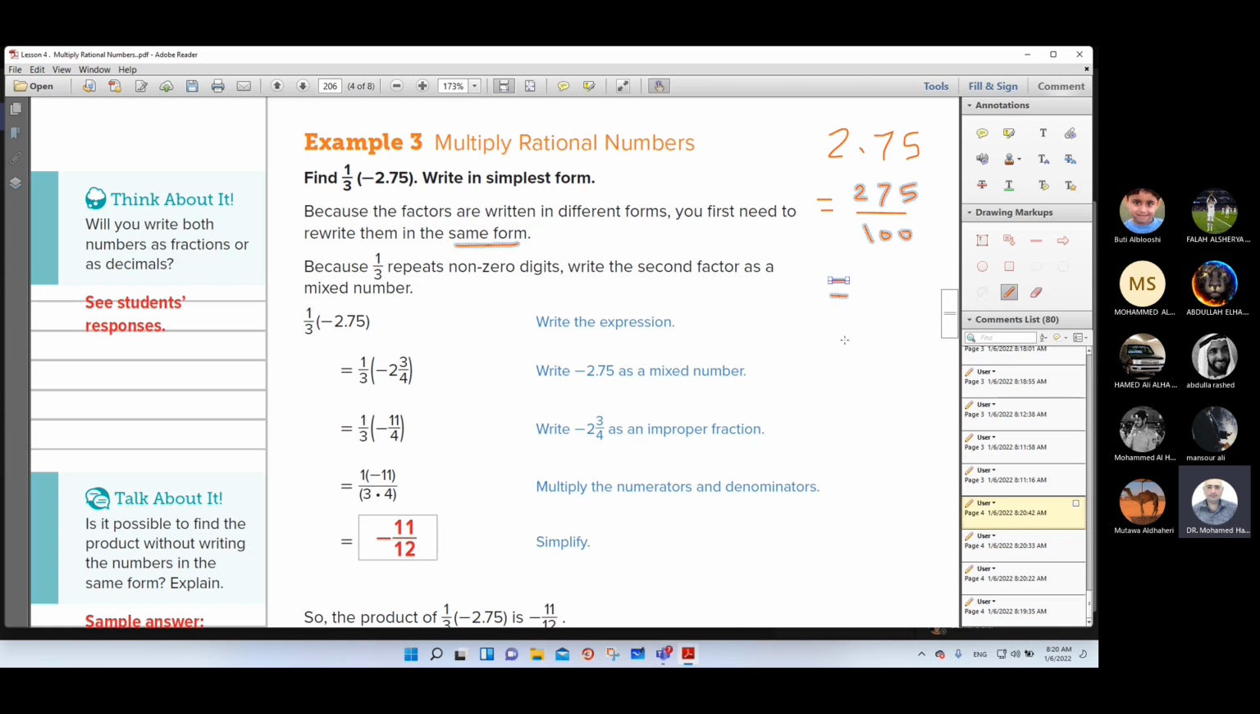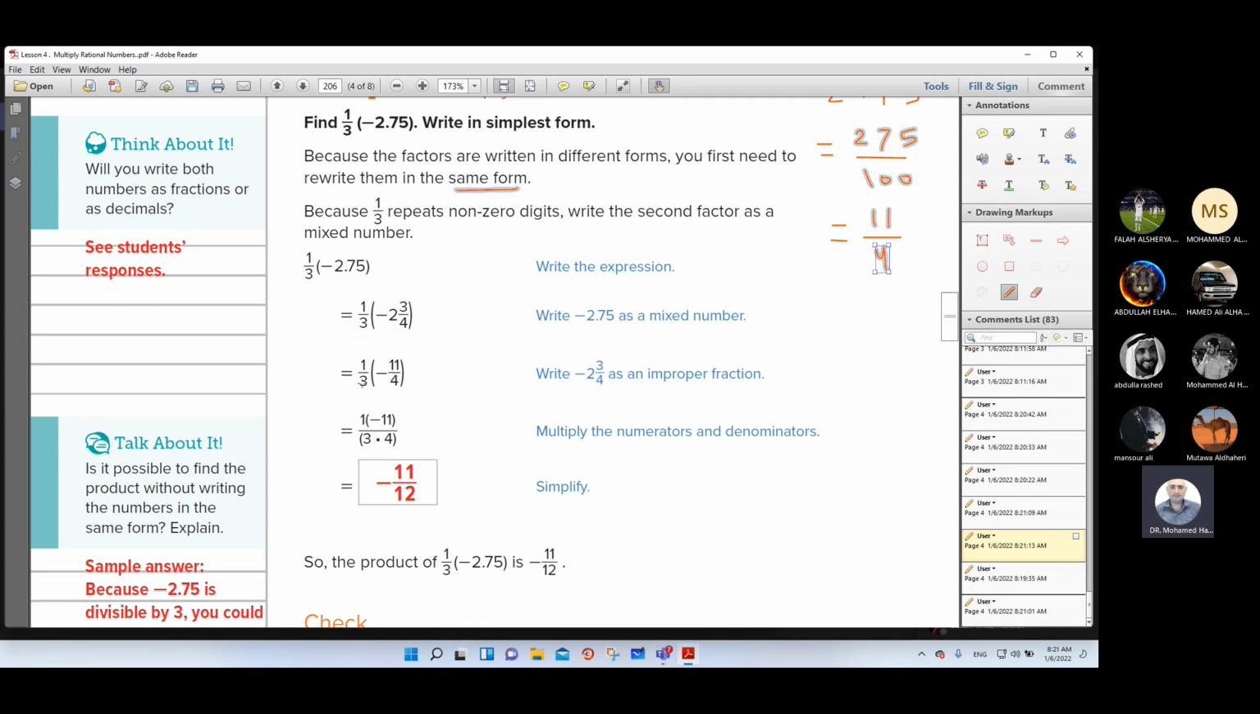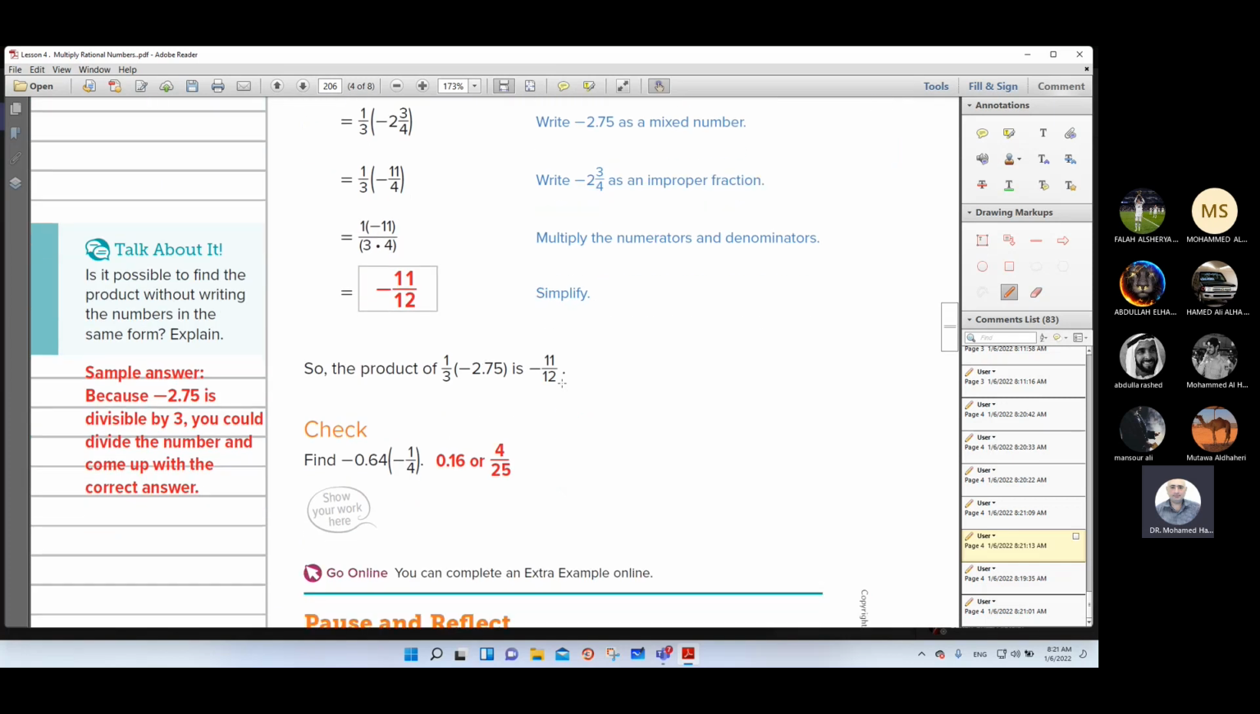And here you can do two methods. We can change to the mixed number, or we can change it to the fraction. And if you want to change it to the fraction, you can divide up and down by 25. 275 divided by 25, you will get 11, and 100 divided by 25, you will get 4. And keep the same sign. Negative 11 over 4. Then you can multiply 1 times negative 11 up and 3 times 4 down. 1 times negative 11 means negative 11, and 3 times 4 will be 12. So the answer will be negative 11 over 12.